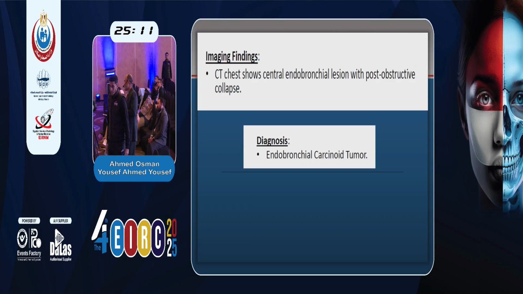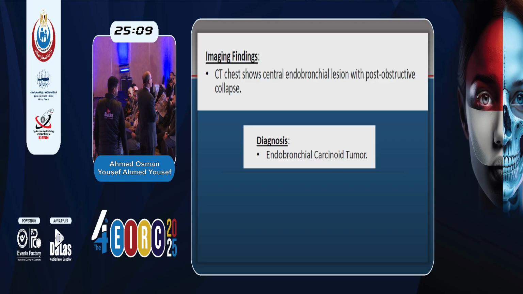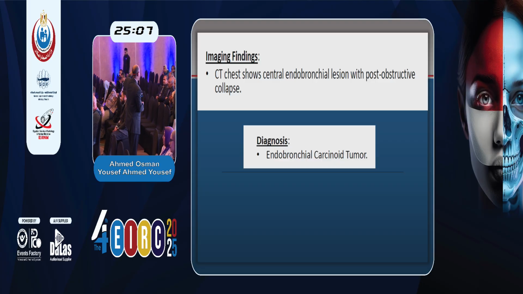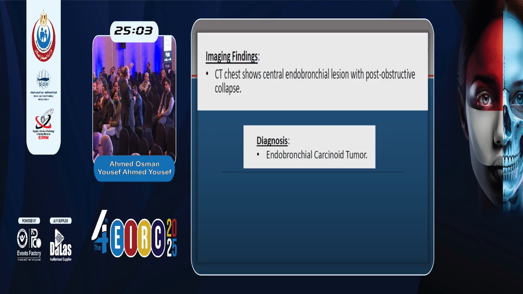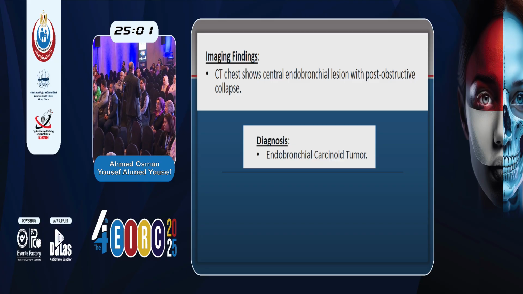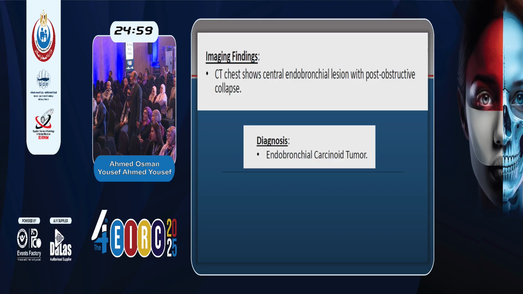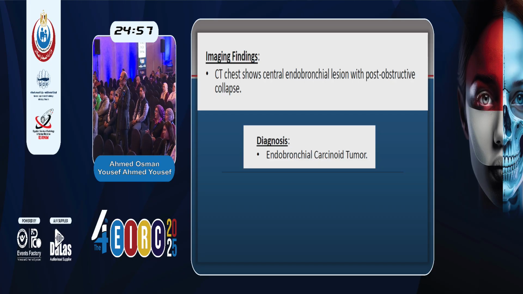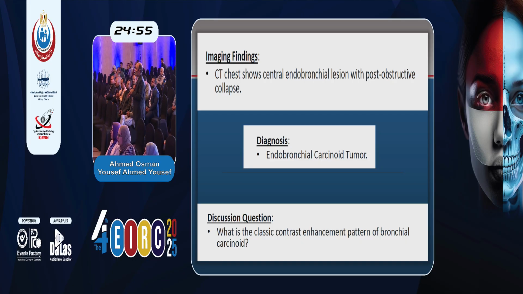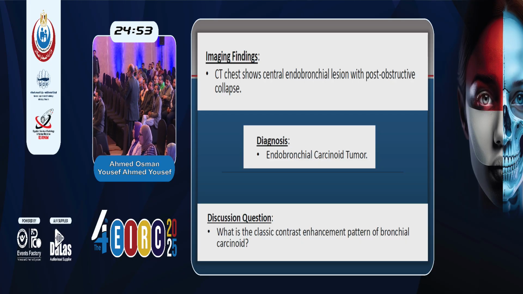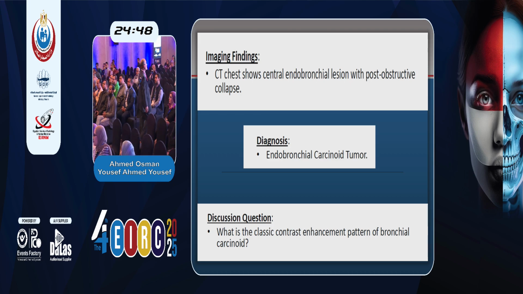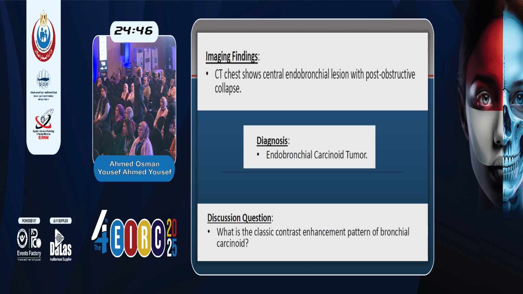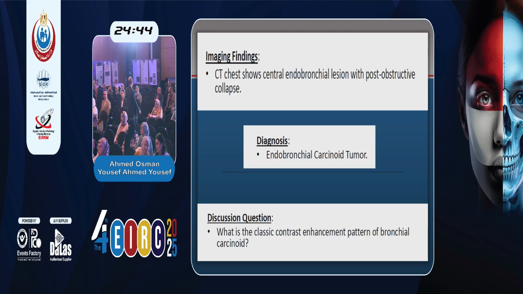As we see, the CT chest shows a central, rounded, well-defined endobronchial lesion with post-obstructive collapse. You see the collapse beyond the obstruction. The diagnosis is endobronchial carcinoid tumor. My question is, what is the classic contrast enhancement pattern of bronchial carcinoid? What is the classic enhancement pattern of endobronchial carcinoid?